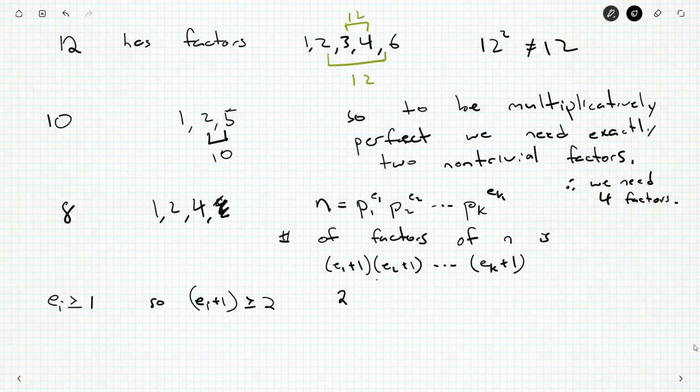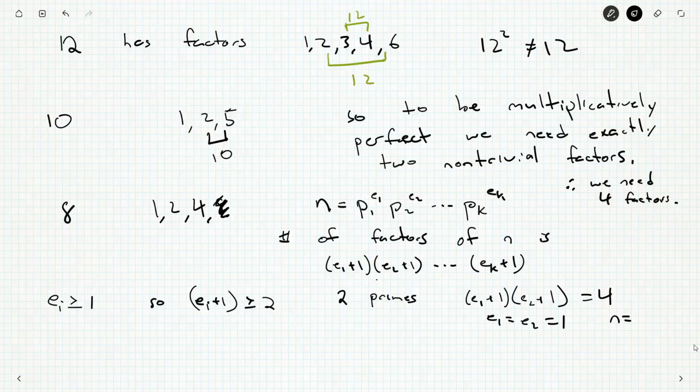So 2 different primes. We could have E1 plus 1, E2 plus 1 equal to 4. E1 and E2 are going to both have to be 1. So it's going to look like P1 to the 1. It's just going to look like a product of 2 primes. Okay, and that's exactly what the 10 case is.